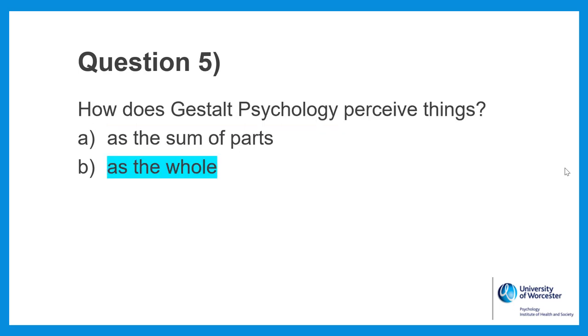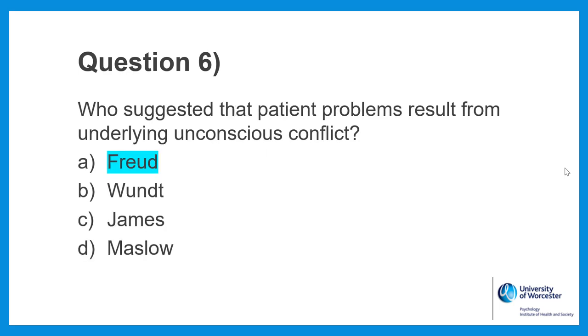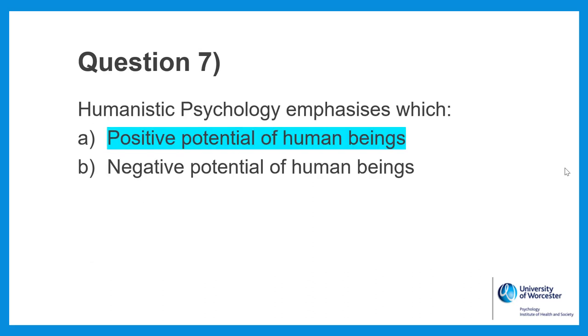For question 5, how does Gestalt psychology perceive things? The answer is B, as the whole. For question 6, who suggested that patient problems result from underlying unconscious conflict? The answer is A, Freud. Question 7, humanistic psychology emphasises which? The answer is A, positive potential of human beings.